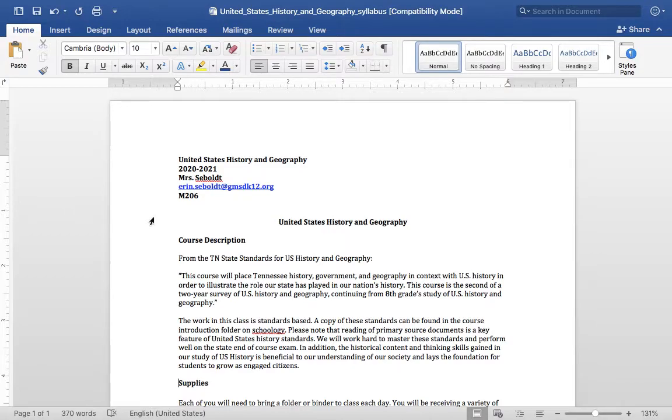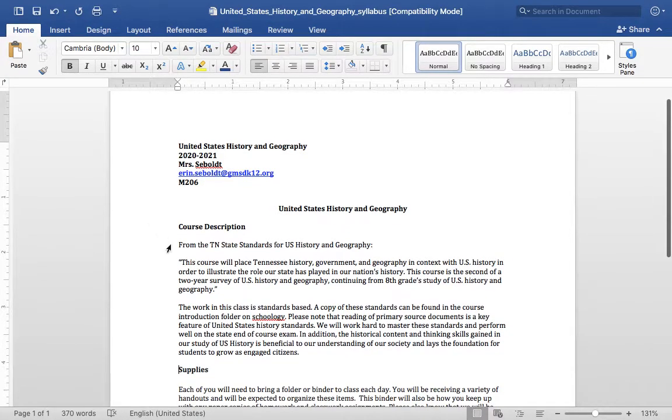History. And as it says in the state standards right here, this course will place Tennessee history, government, and geography in context with U.S. history in order to illustrate the role our state has played in our nation's history. This course is the second of a 2-year survey of U.S. history and geography, continuing from 8th grade's study of U.S. history and geography.